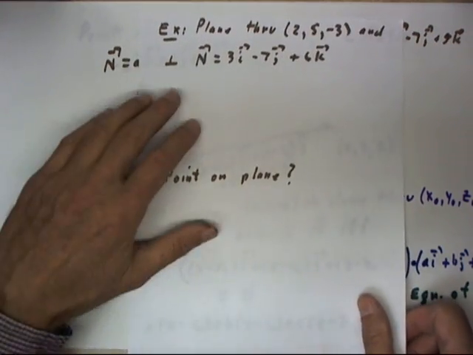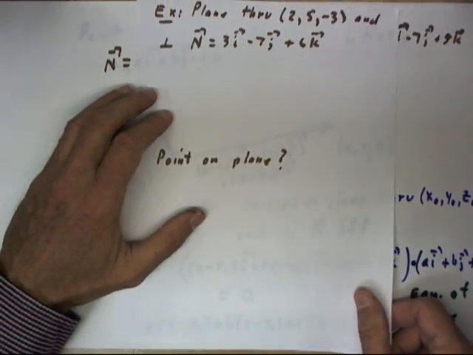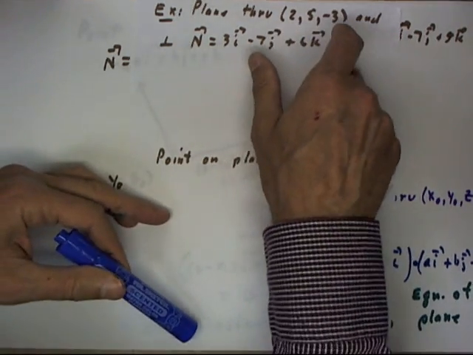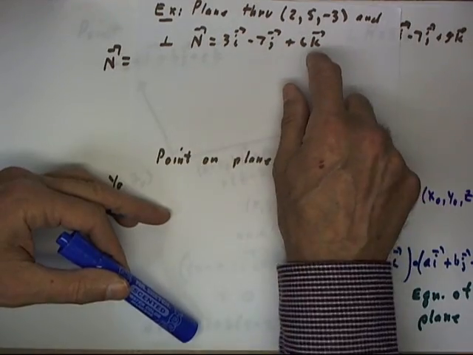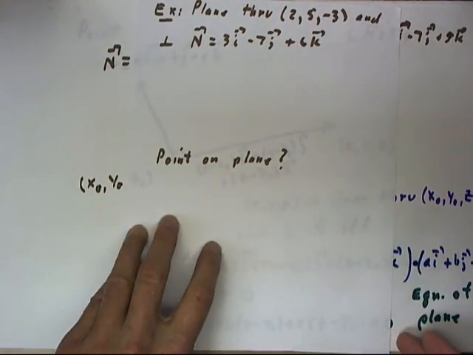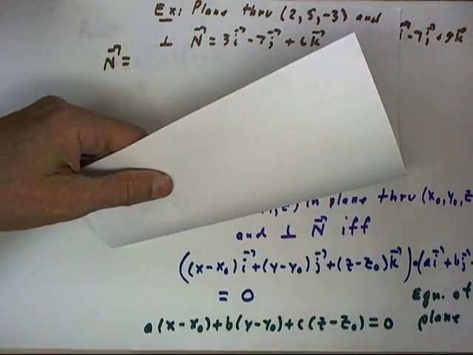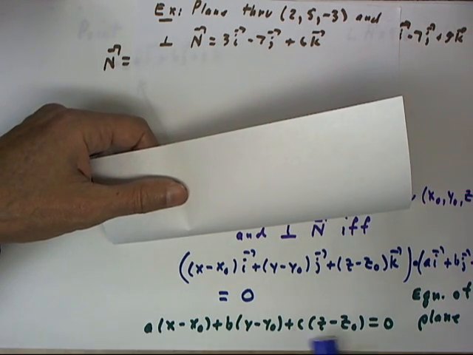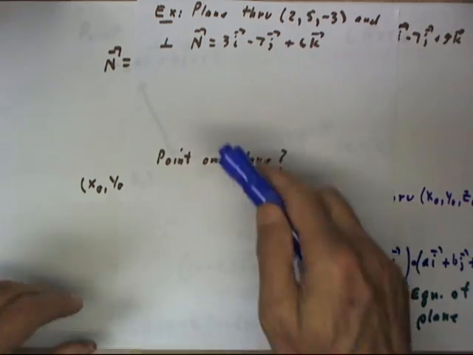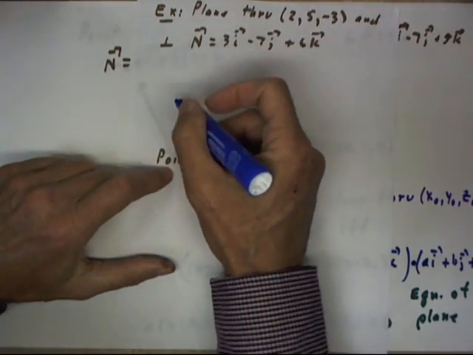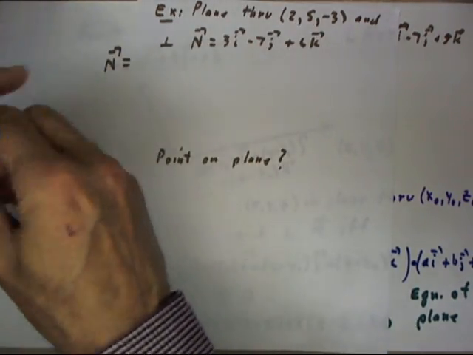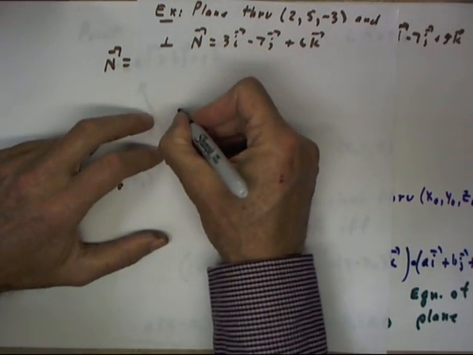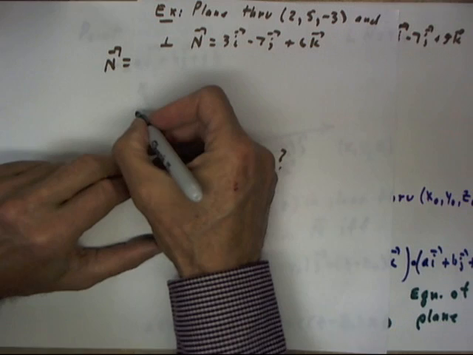Now let's do a specific example. Let's find the equation of a plane through 2, 5, negative 3, perpendicular to this normal vector 3i minus 7j plus 6k. Now we could identify a, x naught, y naught, z naught, and use a formula, but we're probably better off if we sketch ourselves a little representation of the situation.